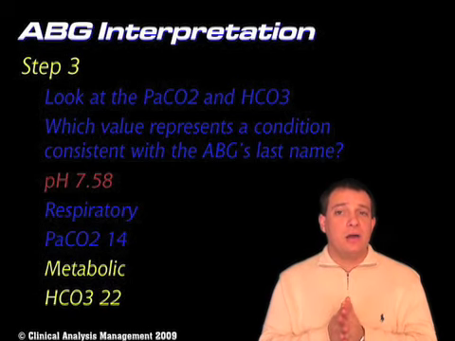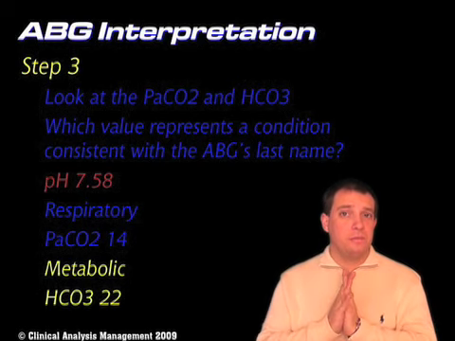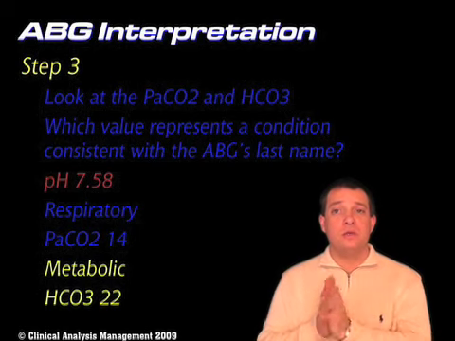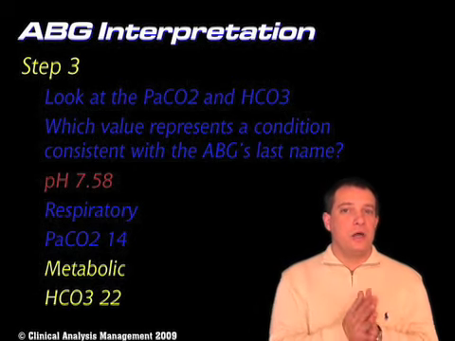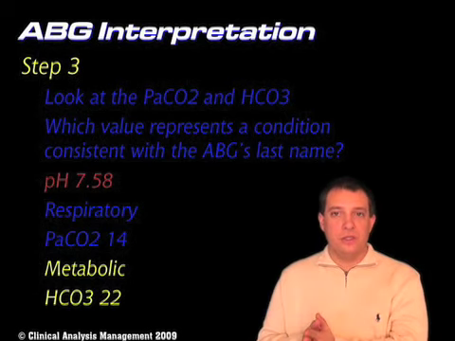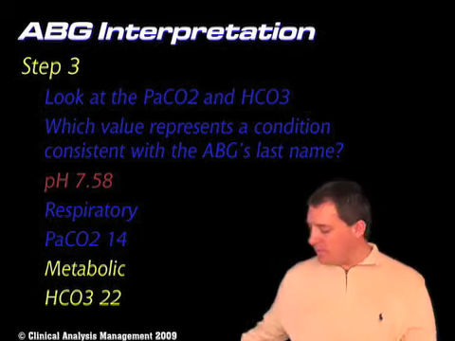When we look at the bicarb, it is 22. Is that acidotic, alkalotic, or normal? We remember that a bicarb of 22 would be normal because the normal bicarb is between 22 and 26. So which one matches the pH? It's respiratory. So what would we call this? We would call this an uncompensated respiratory alkalosis.